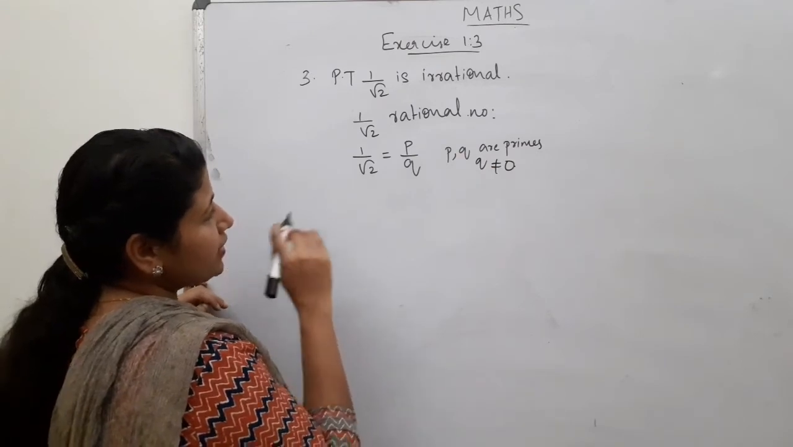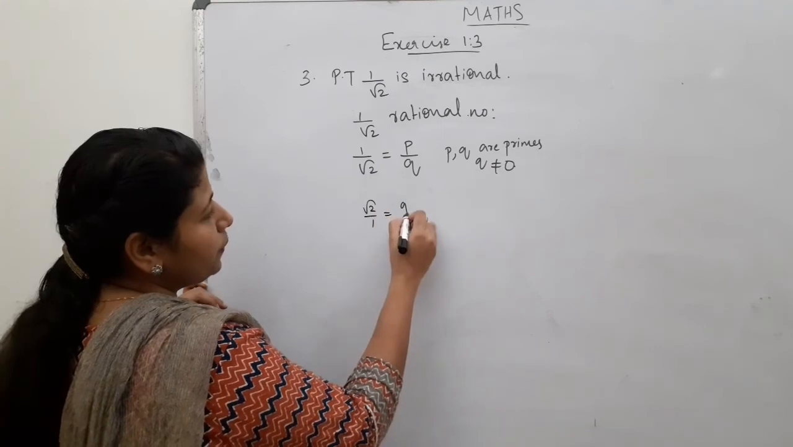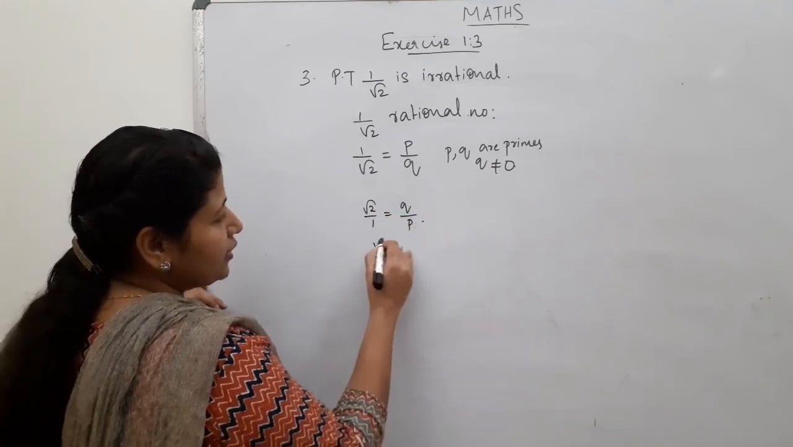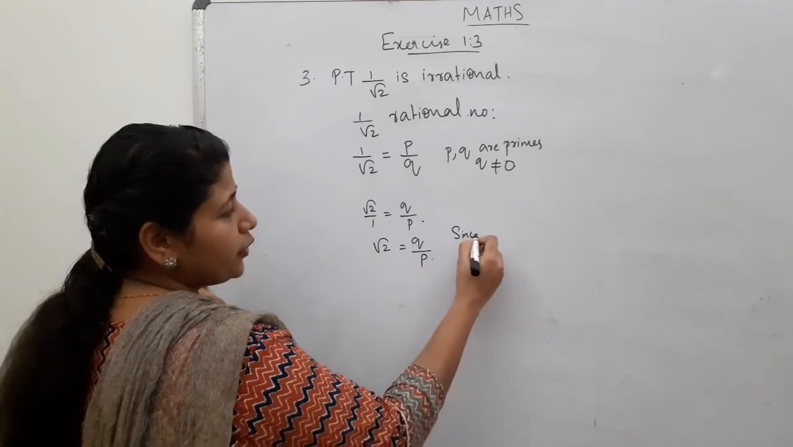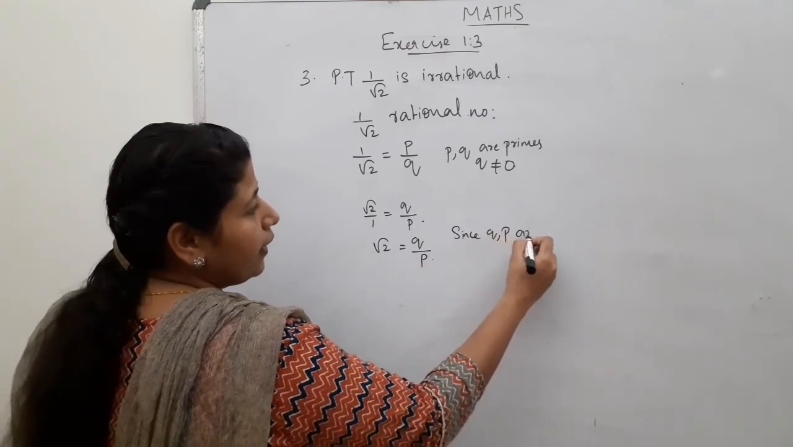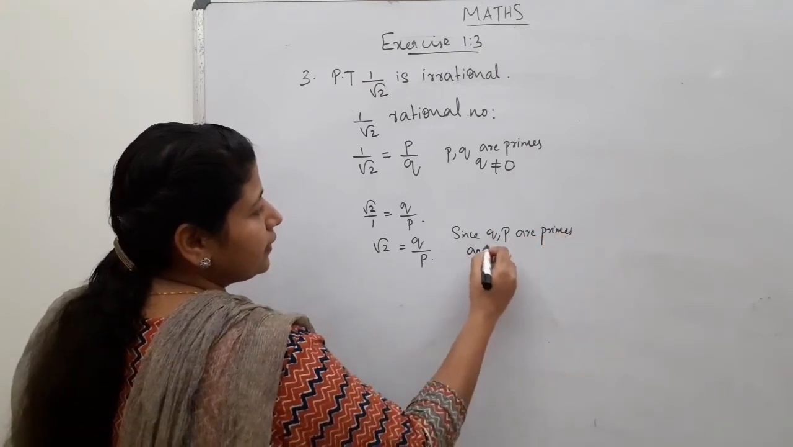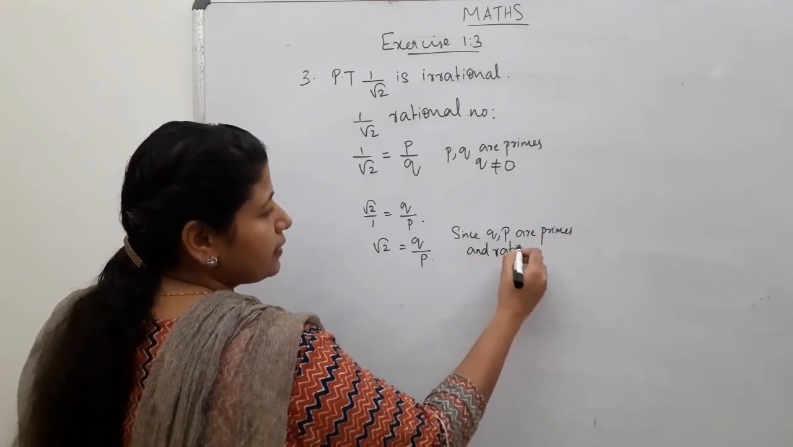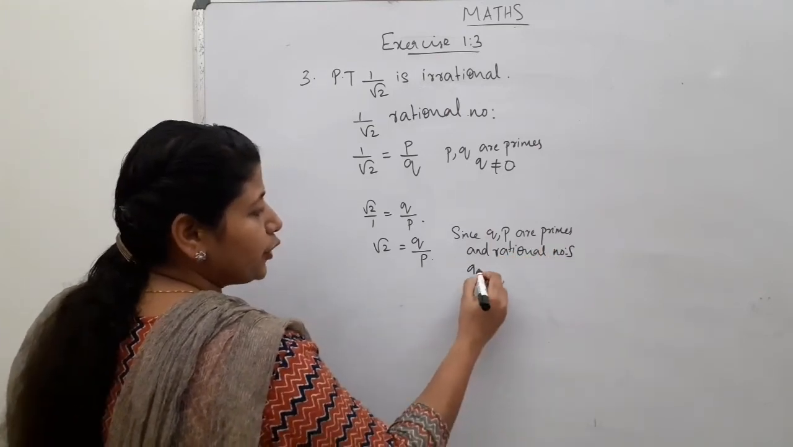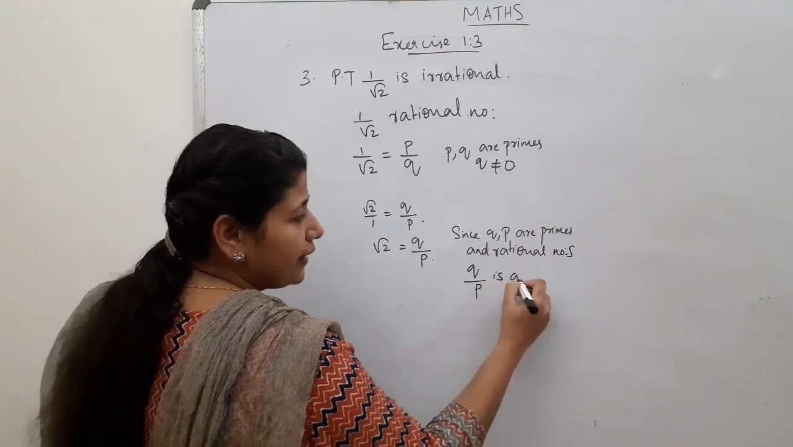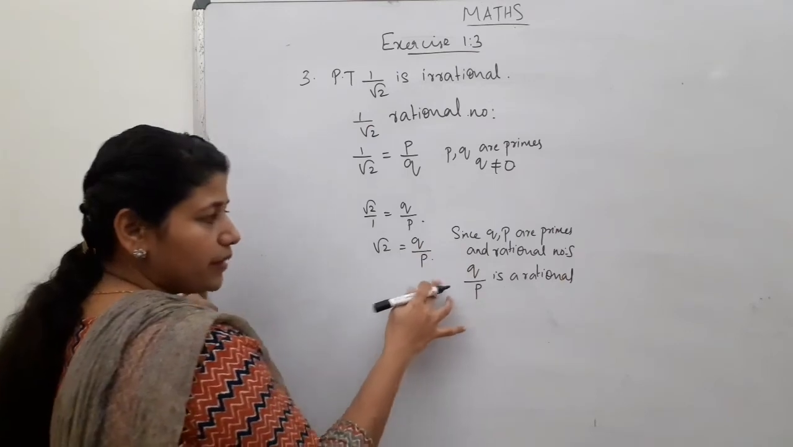So we can take the reciprocal of these two terms. That means root 2 by 1 equals Q by P, or we can say that root 2 equals Q by P. Since Q and P are primes and they are rational numbers, we can say that Q by P is a rational number. A rational number by a rational number is a rational number.